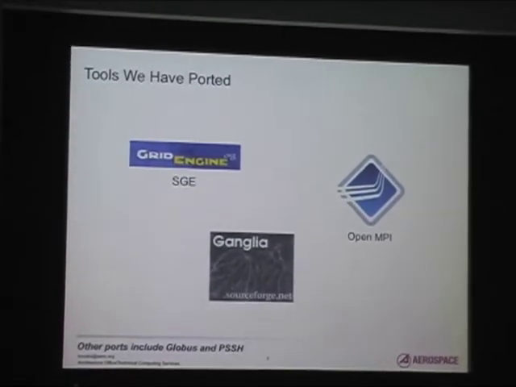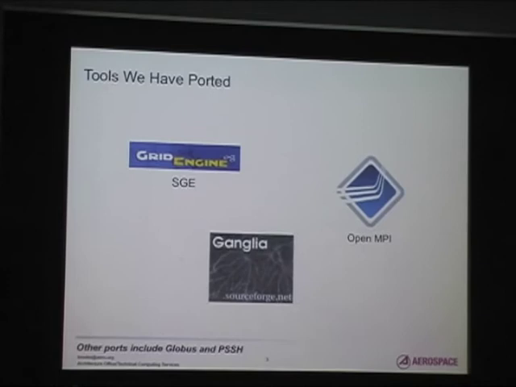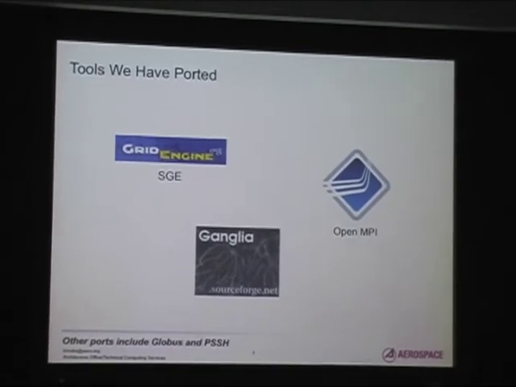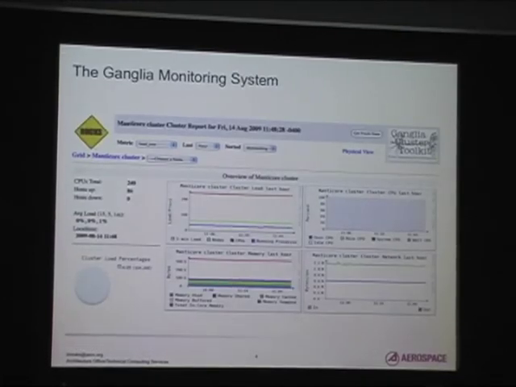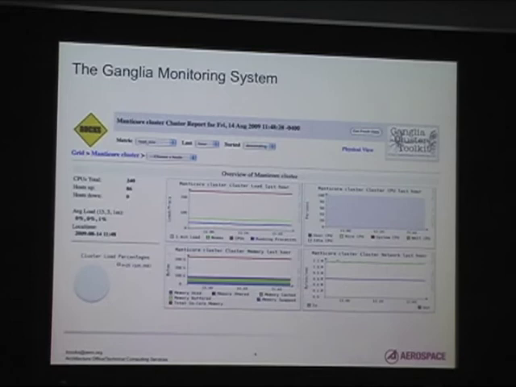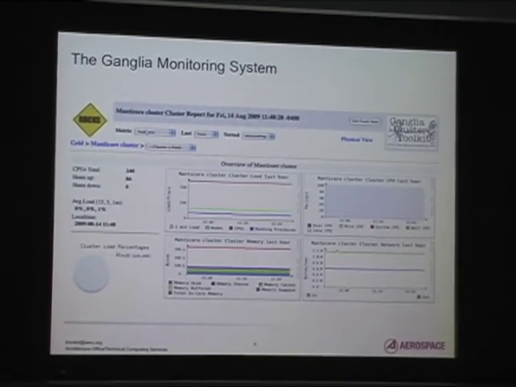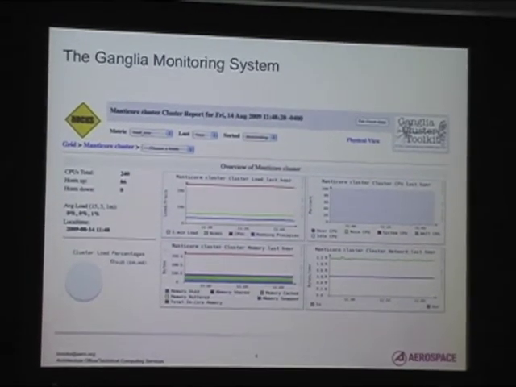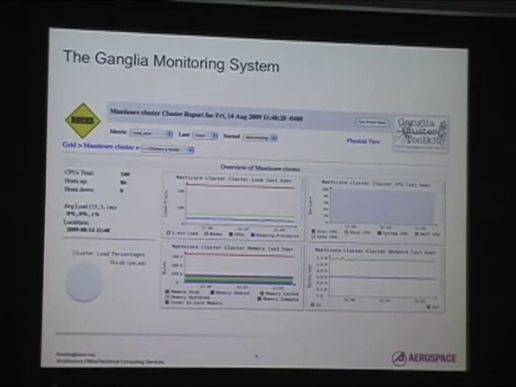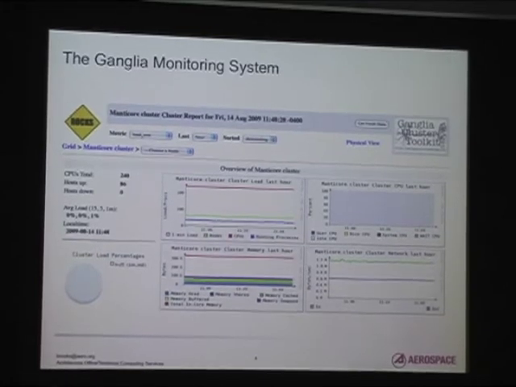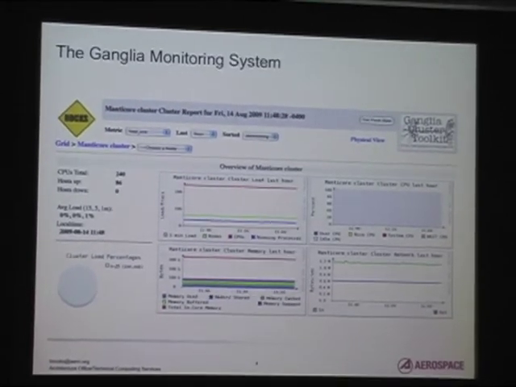So a few tools that we've ported and that I'm going to talk about today are SunGrid Engine, OpenMPI, and Ganglia, which is a cluster monitoring system. So first off, Ganglia. As I said, it's a monitoring system. This is a snapshot of a monitoring interface, not actually the FreeBSD one. This is one of our other Linux clusters. But this is the web GUI.